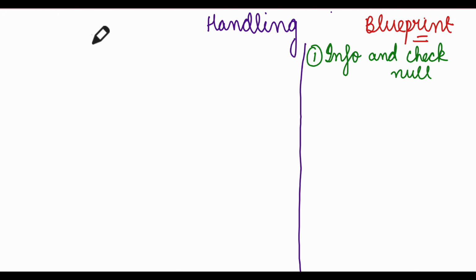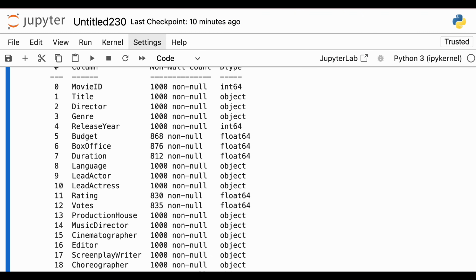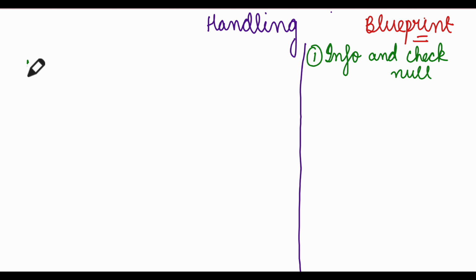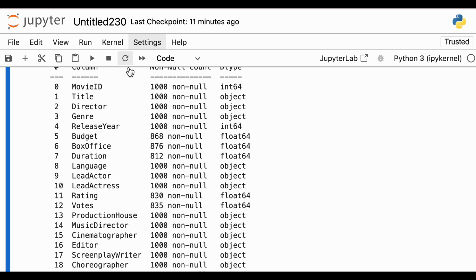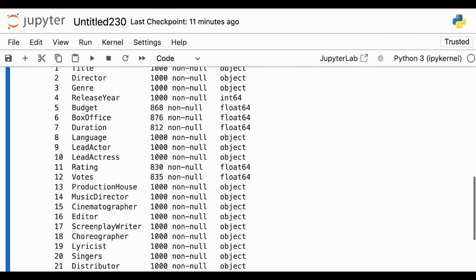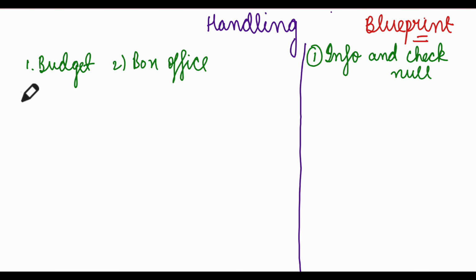So what I will do is just write them down, the major variables that I see. So I see budget, I see box office, and after this I see budget, box office, duration. Okay, rating, votes. So duration, rating. This is how you need to do.